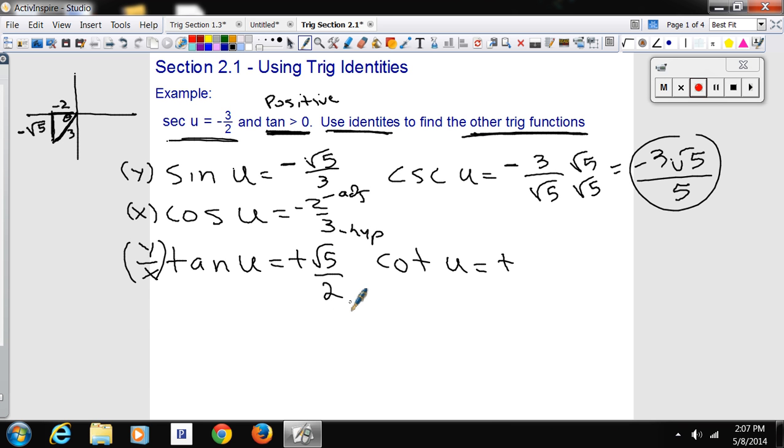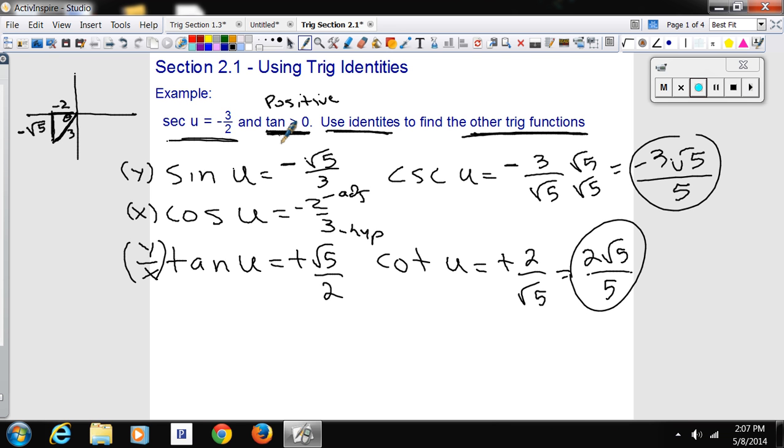We knew it was going to be positive because they told us that in the problem, right? And then the cotangent's going to be 2 over radical 5. So we would need to fix that by multiplying by radical 5 on top and bottom. You'll end up with 2 radical 5 over 5. So that's how you could find the other 5 trig functions if they gave you these two pieces.